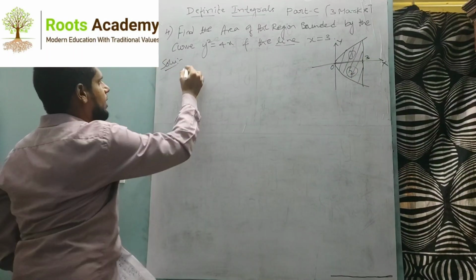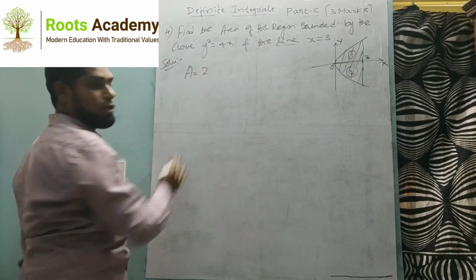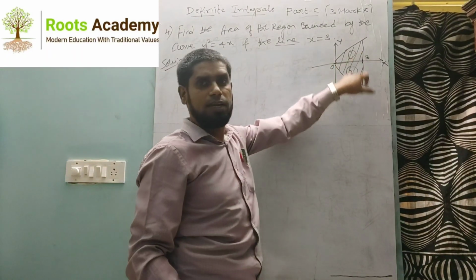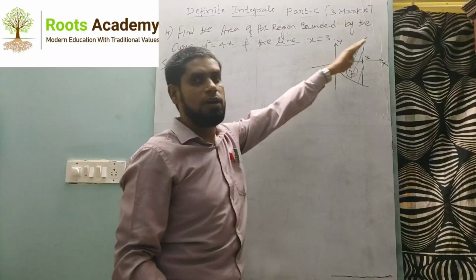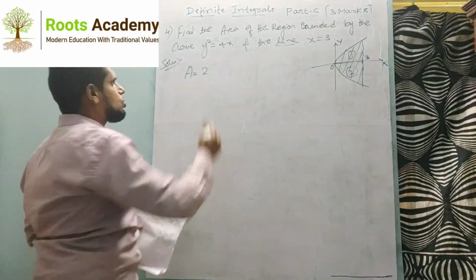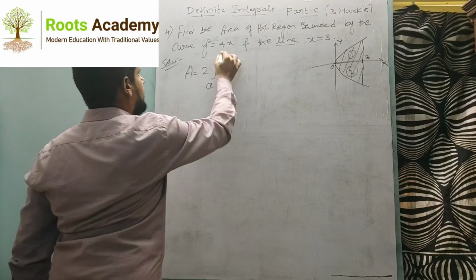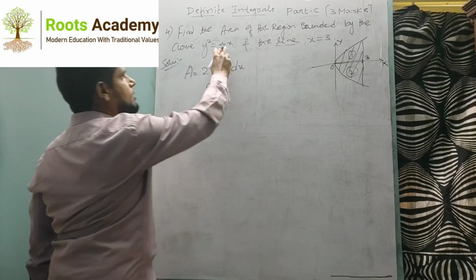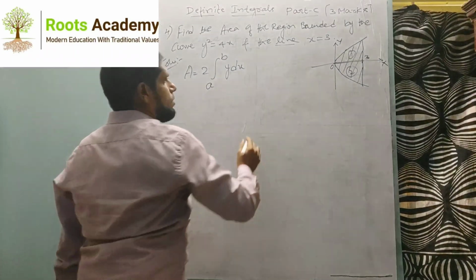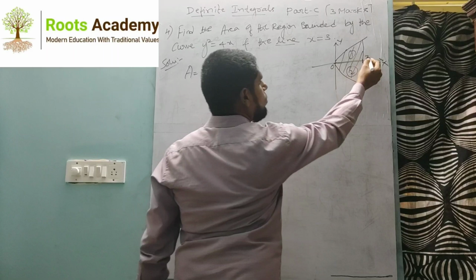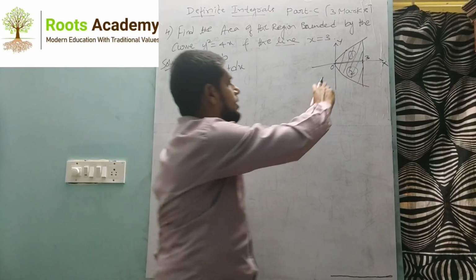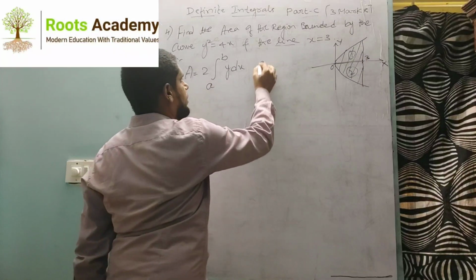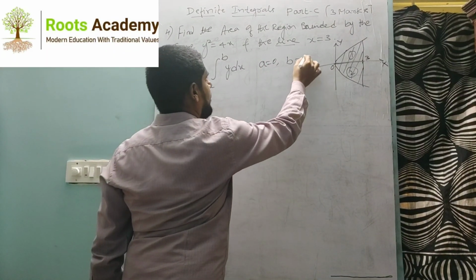So again, in the formula, what will I do? Area equals 2 times. The purpose of again writing 2 here is because two equal regions are there. Instead of adding 1 plus 1, I will take 2 into 1. 2 into integral a to b y dx, because it is on the x-axis. Then what are the limits? The limit is 0 to 3. The graph starts at 0 and ends at 3. a equals 0, b equals 3.